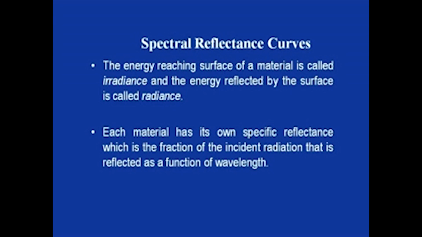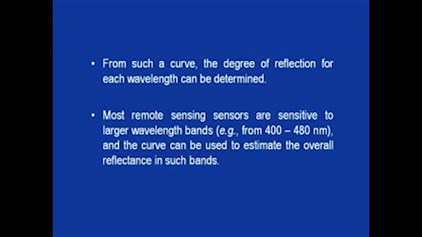So, now let us look at the spectral reflectance curve and what role it has to play in remote sensing. The energy reaching the surface of a material is called irradiance and the energy reflected by the surface is called reflectance. Each material has its own specific reflectance, which is the fraction of the incident radiation that is reflected as a function of wavelength. From such a curve, the degree of reflection for each wavelength can be determined.